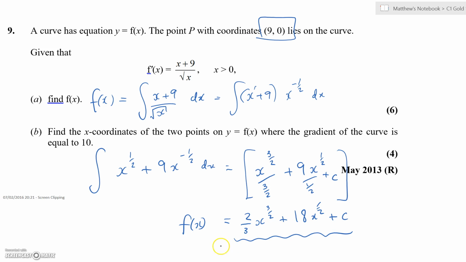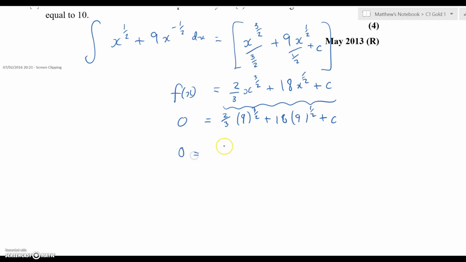So when x is 9, y is 0. Which means I can actually find this constant c. So you've got 9 to the power of 3 over 2 plus 18 lots of 9 to the power of a half plus c. So we're going to root it and then cube it. So it's 2/3 of, let's root 9 to give me 3, and then I've got to cube 3 to give me 27. Here I'm just rooting 9 to give me 3.